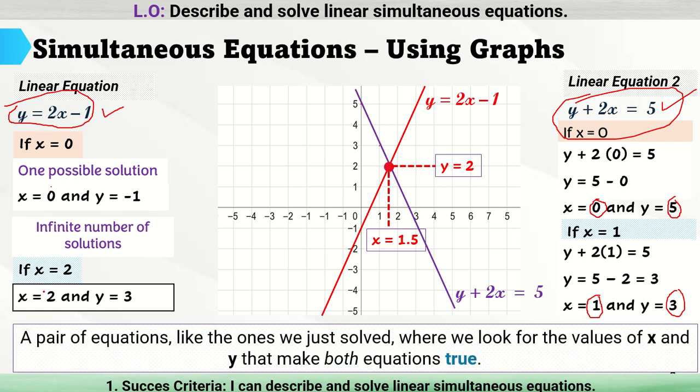So we can have a definition. A pair of equations like the ones we just solved, where we look for the values of x and y that make both the equations true, right? So at this point, y is 2 and x is 1.5, and at this point both of these equations are true.